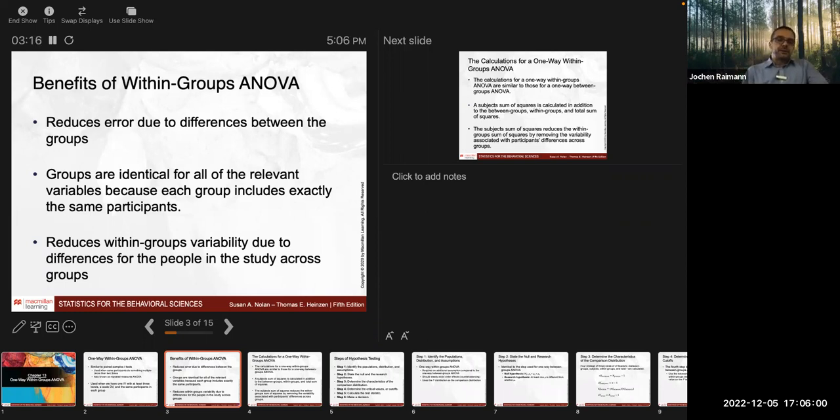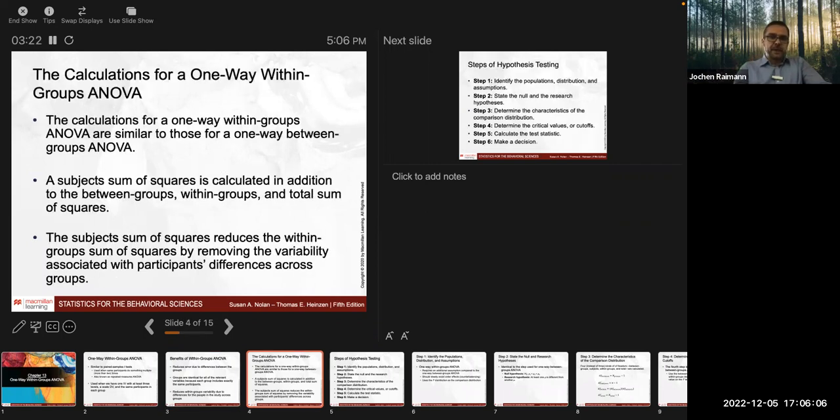So it reduces the within groups variability due to differences for the people in the study across the groups. Good. Calculations are similar to the one way between groups and over a subject sum of squares. So now we're calculating, in addition to that, this intra-individual variability. So we're calculating what's the variability of one individual and trying to estimate this and remove this from the overall estimate of the variability that we have observed.